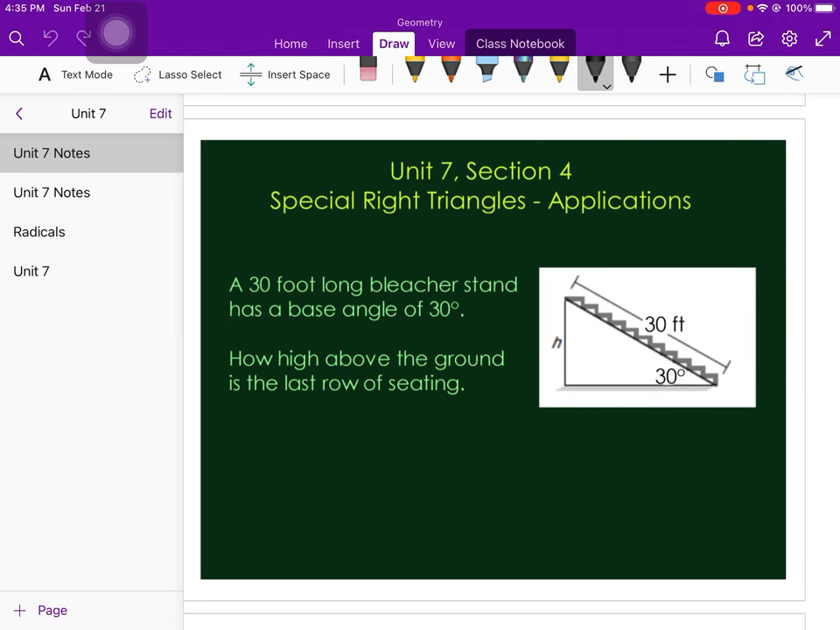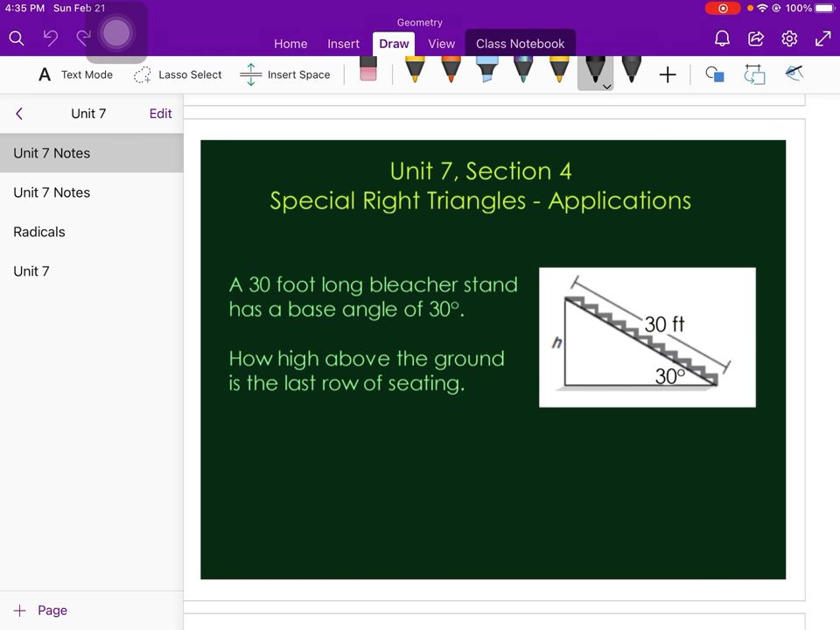Hey guys, welcome to Unit 7, Section 4, which is Special Right Triangles Applications. So that's just a fancy way of saying word problems. We're going to be thinking about those properties of the special right triangles, the 30, 60, 90 and the 45, 45, 90, and then applying it to these problems.